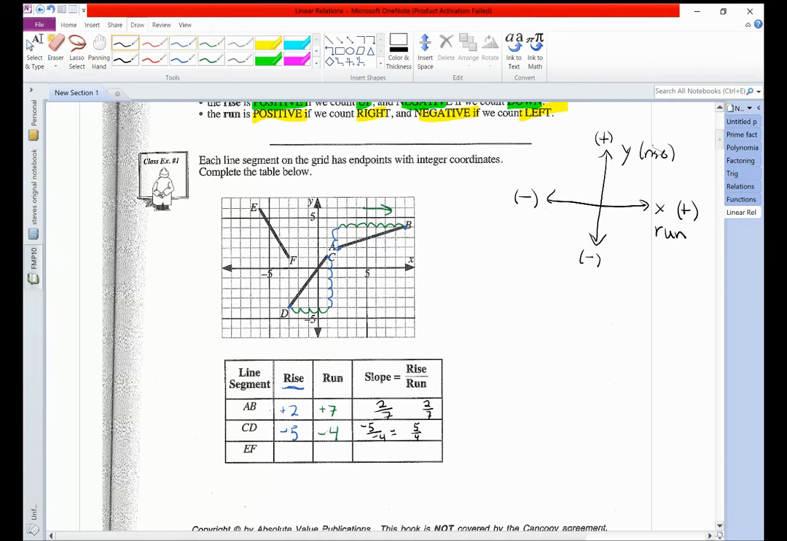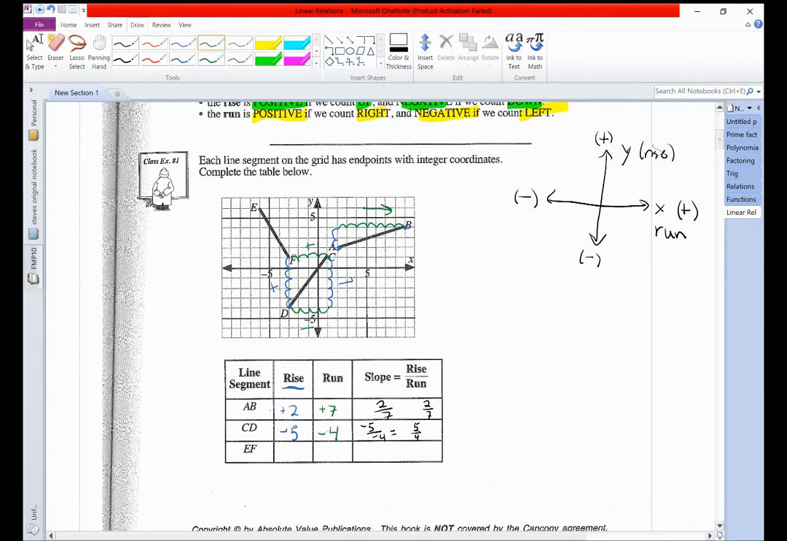You could have easily gone from D to C and calculated your 1, 2, 3, 4, 5 as your rise, and 1, 2, 3, 4 as your run. Either way, it's going to be positive and positive, or it's going to be negative and negative, which will create a positive.